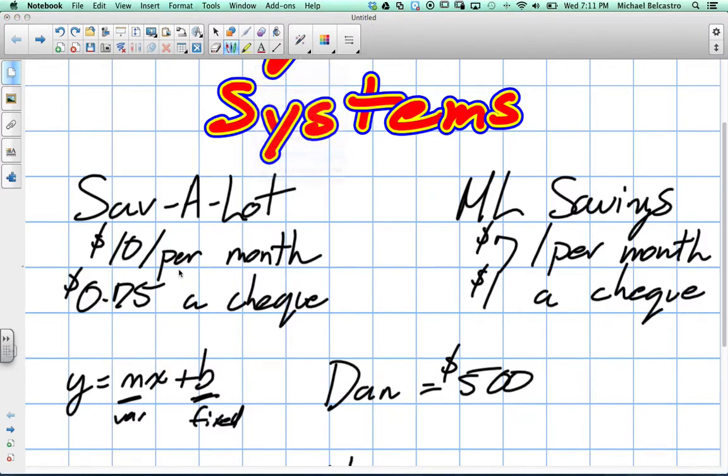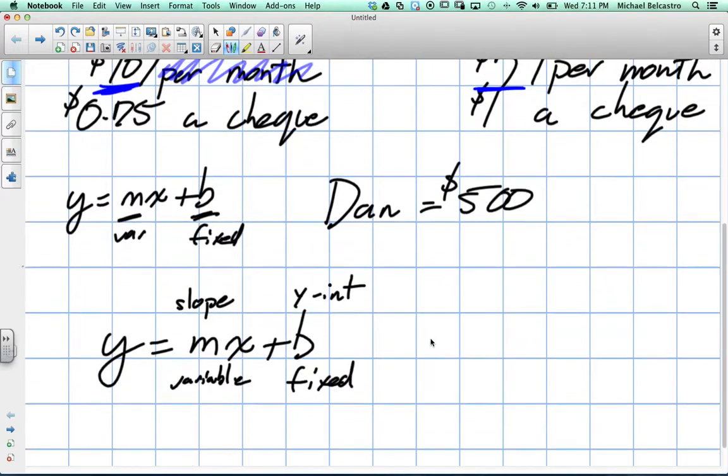So since our per month cost is no longer important, it means we're going to have to pay that no matter what. Do you think that means that's the variable or that's the fixed cost? The fixed. Yeah, that's going to be our fixed cost. So in other words, our per month thing, again, it's our fixed cost, is going to be $10 for Save-A-Lot, and our fixed cost for Maple Leaf Savings is going to be $7. So that's going to be the y-intercept for both.